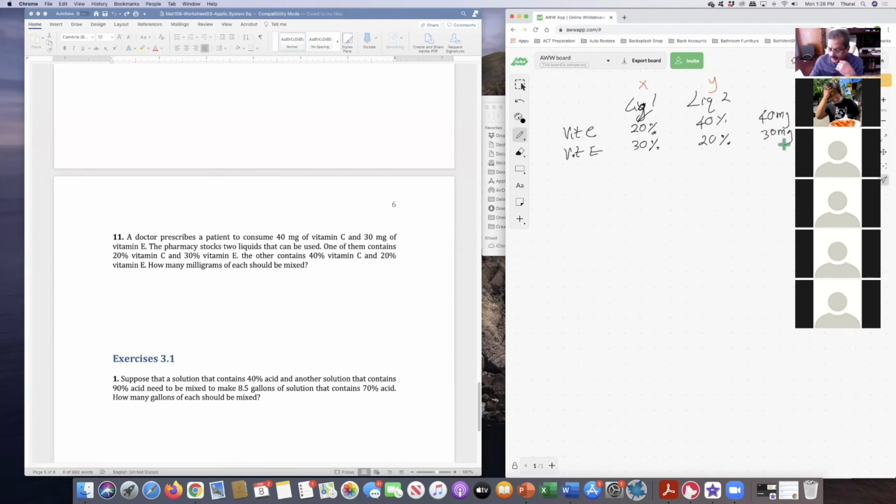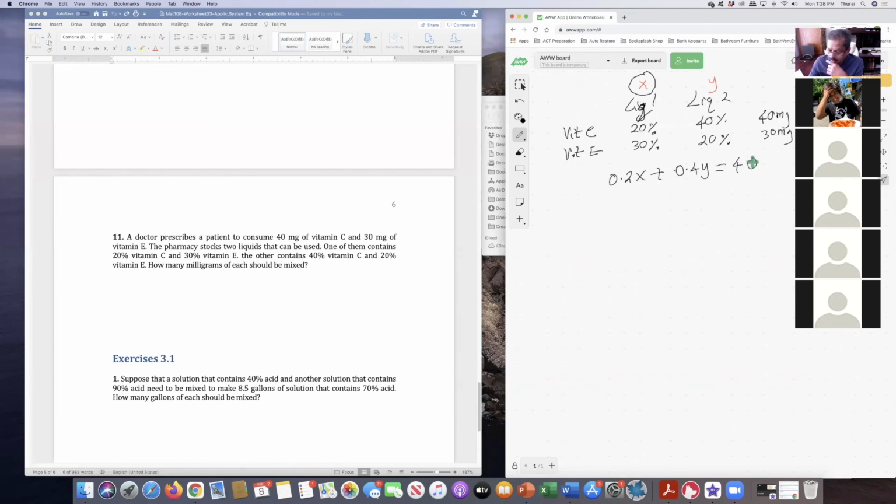So let's calculate the total vitamin C consumed. You're taking X volume of liquid 1, and 20% of that is vitamin C. So exactly how much vitamin C is there? 0.2X. 40% of Y is vitamin C in liquid 2 too, so 0.4Y is the amount of vitamin C coming from that. Add them up, that's the total vitamin C, and that must be equal to 40.